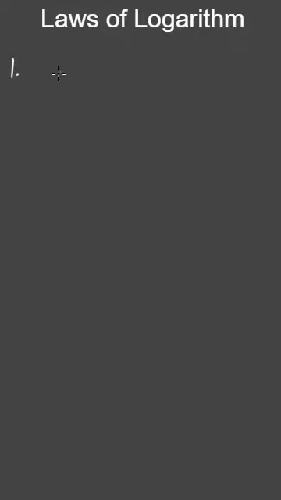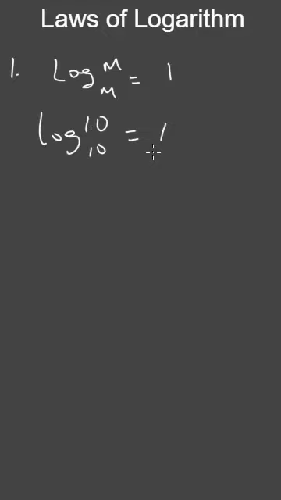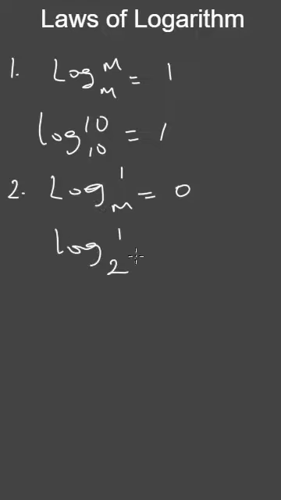The first law is if you have log of a number m to a base m, the answer is 1. For example, if I have log 10 to base 10, I'm going to get 1. The second law is if I have log 1 to base m, this will give me 0. As long as m is not 1 and not 0, you are going to get 0. For example, if I have log 1 to base 2, this is going to give me 0.